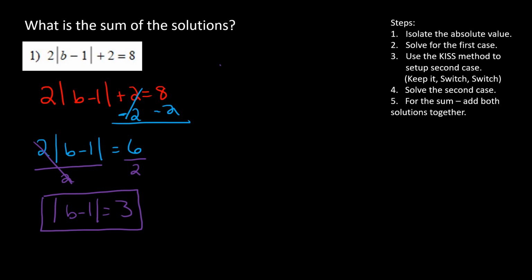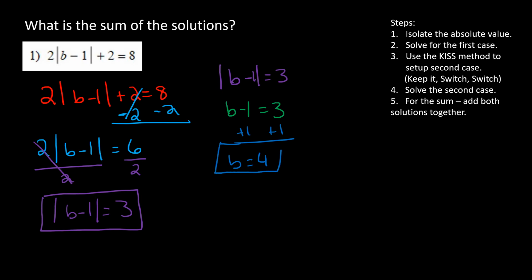So we're going to start off with our first case, the absolute value of b minus 1 equals 3. And we can go ahead and drop the absolute values. So we have b minus 1 equals 3. If I want to get b by itself, I need to add 1 to both sides. And I get here that b equals 4. Okay, I'm going to box this. This is important to us. Not our answer, but it's important. We then go back to our isolated absolute value, which is the absolute value of b minus 1 equals 3.